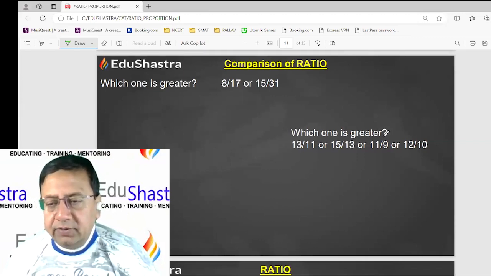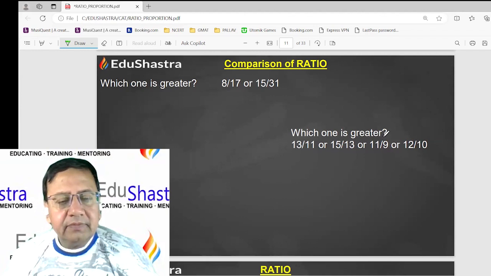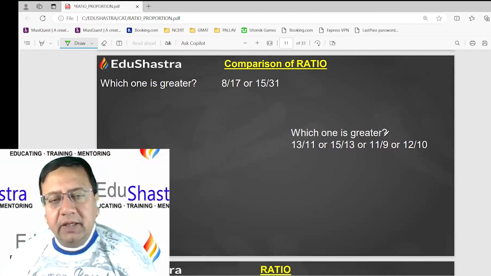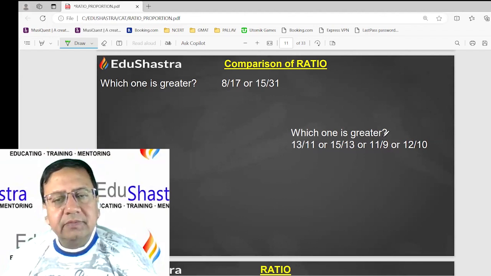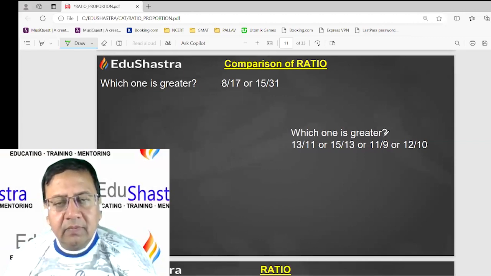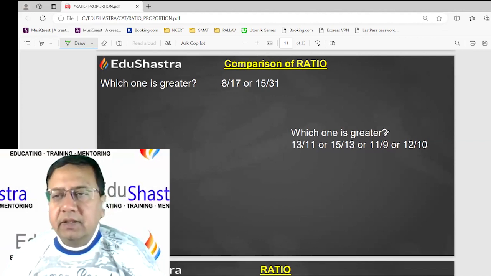Okay, so hello Ayush, can you unmute yourself? Yes, sir. So Ayush, how is 8 by 17 greater? Sir, I used the LCM method, and on that basis 248 by 527 is to 255 by 527. So on that basis 8 by 17 is the greater one. Okay.